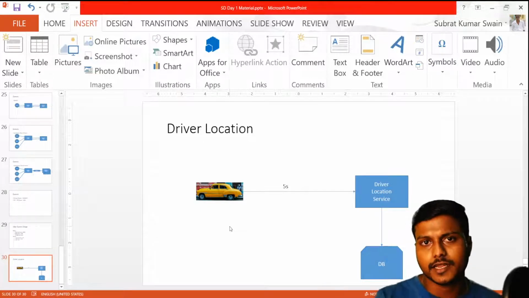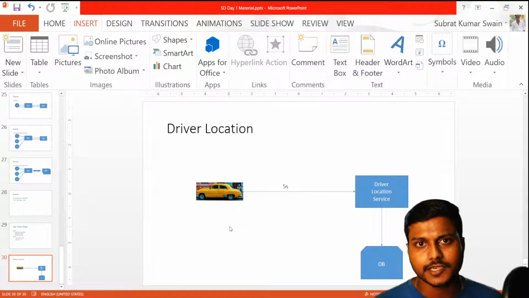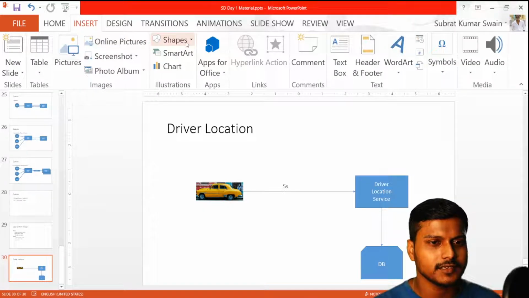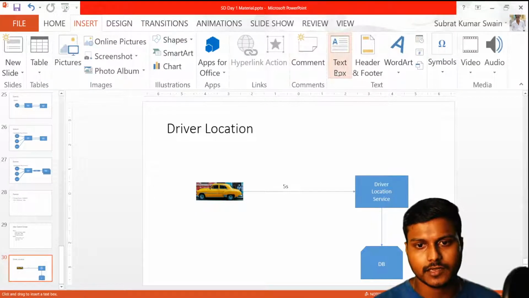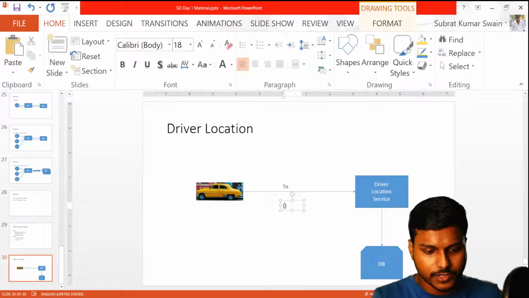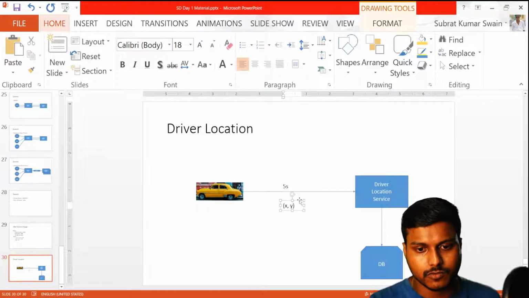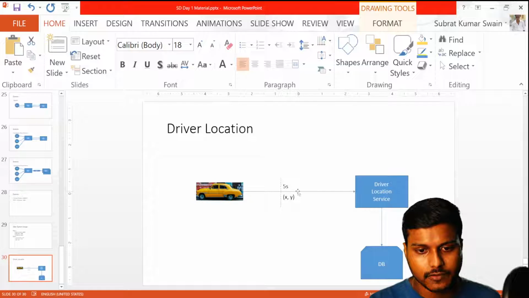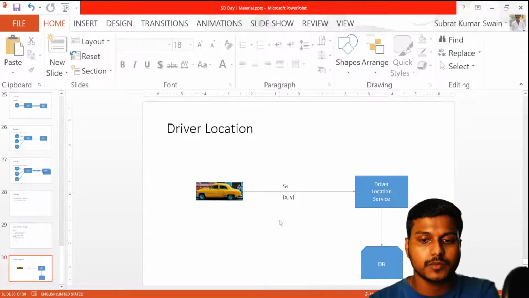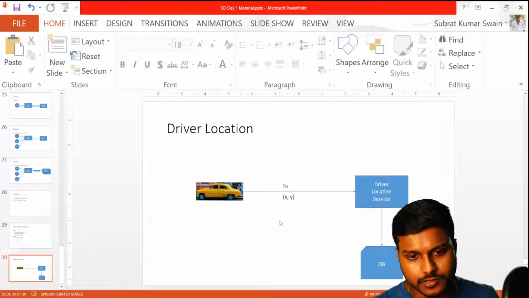The driver is just sending its location. What is location? Longitude, latitude, geolocation. I'll just say x and y coordinate here. So it is sending back x and y coordinate, or longitude and latitude information, over this connection to the driver location service, which would store it in the database.